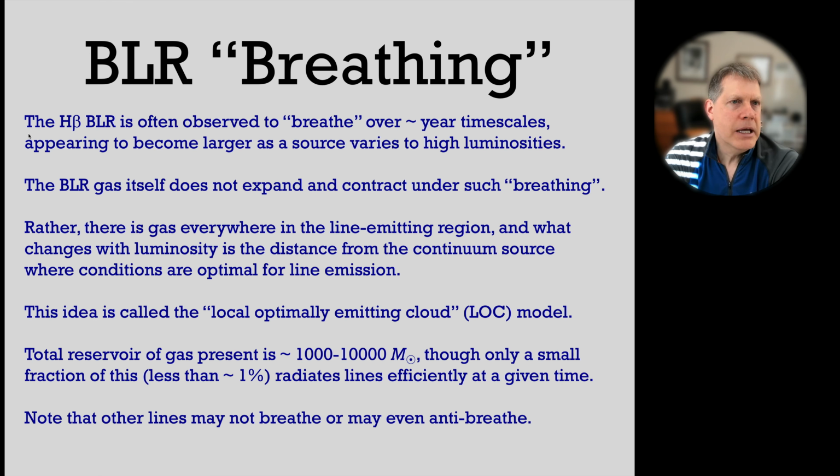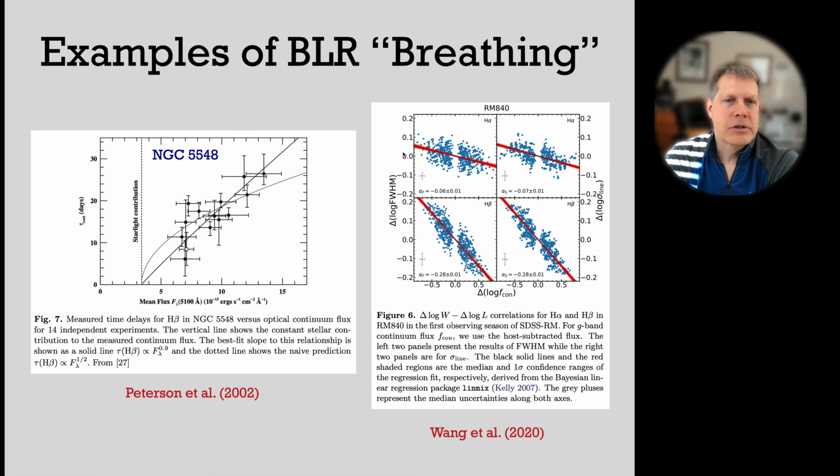Here, people find that the H beta broadline region is often observed to exhibit so-called breathing behavior over year timescales. And what's meant by that? Well, the broadline region emitting H beta, that part of the broadline region appears to become larger as a source varies to high luminosities, and then becomes smaller as that source declines to lower luminosities. And here are some plots illustrating that general behavior.